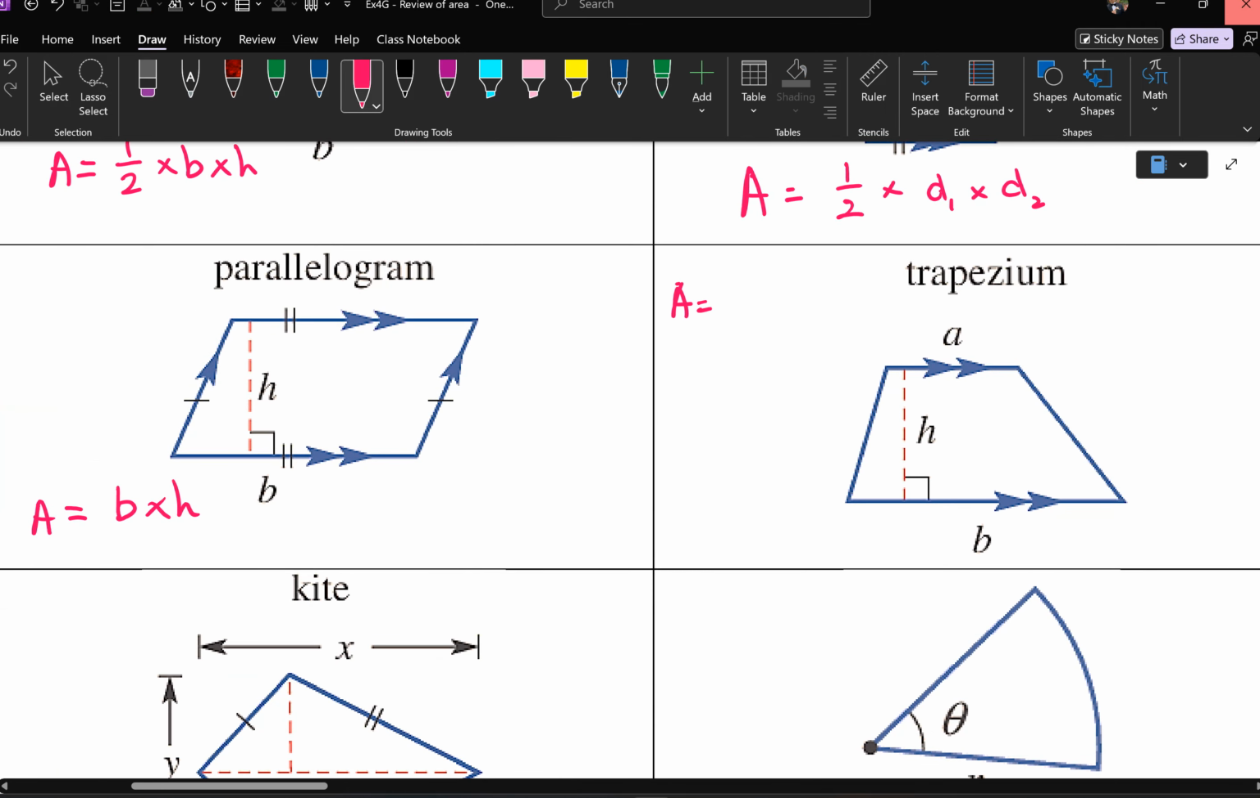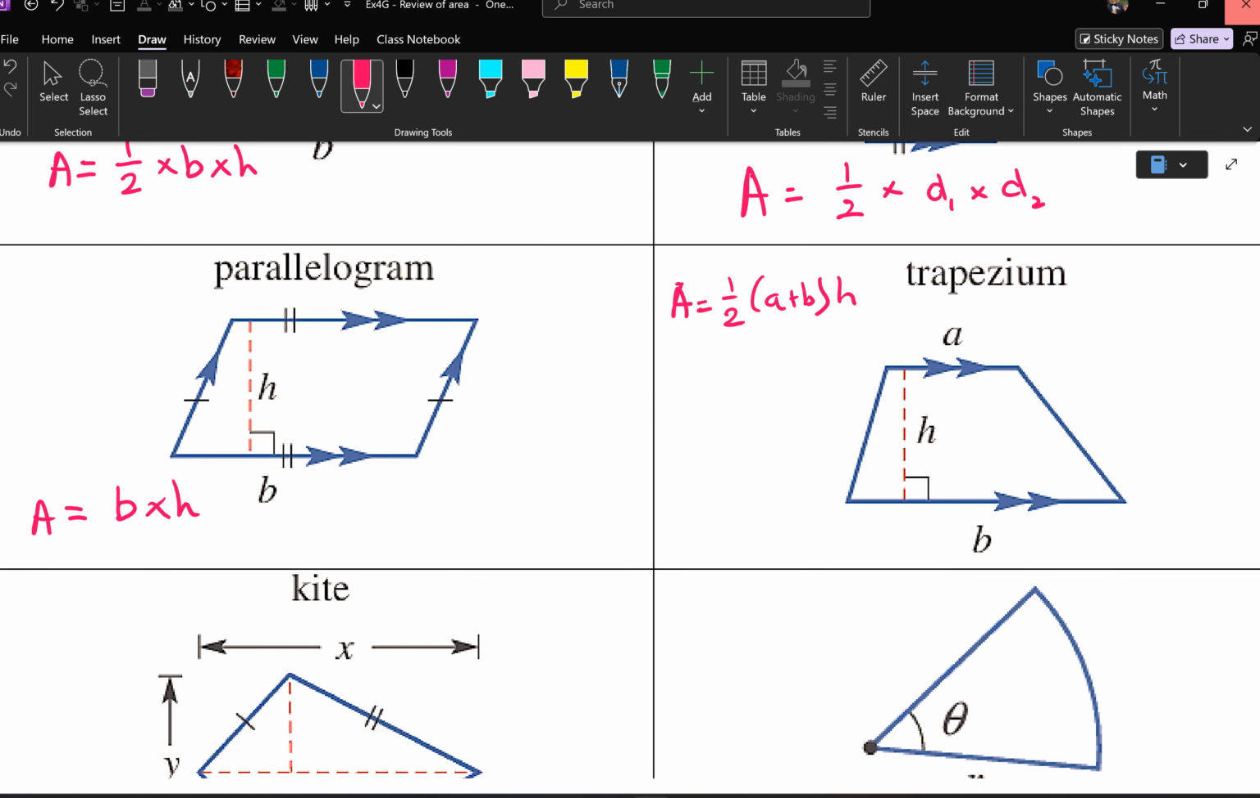What about the trapezium we already had just now? It was area is equal to half times A plus B times the height. And A and B, remember, are representing your pair of parallel lines there. So I'll highlight there, A plus B.